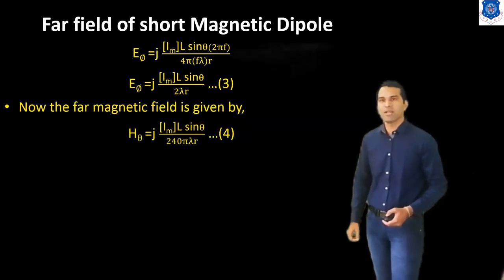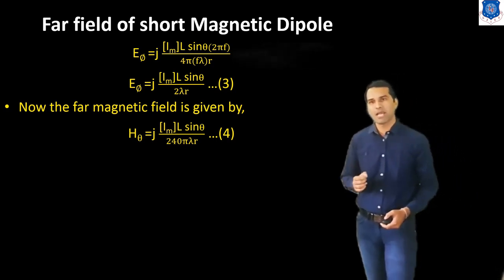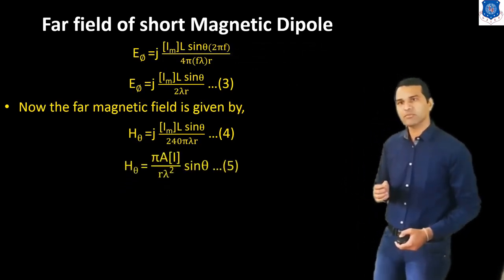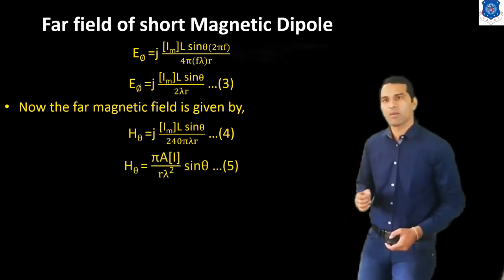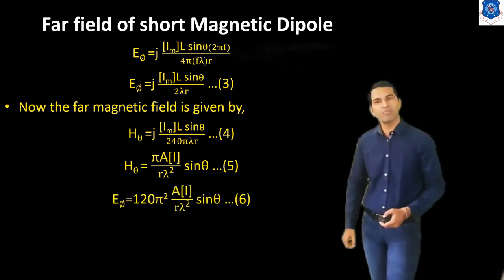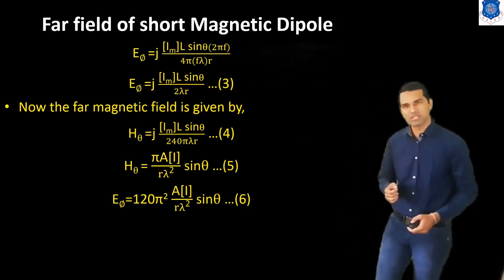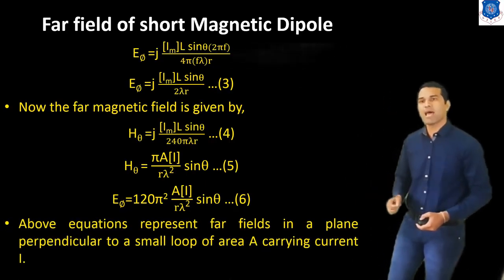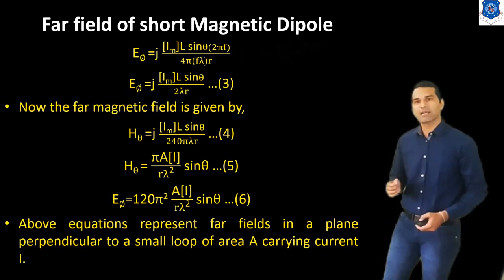Now the far magnetic field is given by Hθ = j Im L sinθ 240π/λ r. So Hθ we can write as πAI/rλ² times sinθ, and we can also write Eφ as 120π² AI/rλ² times sinθ. The above equations represent the far field in a plane perpendicular to a small loop of area A carrying current I.